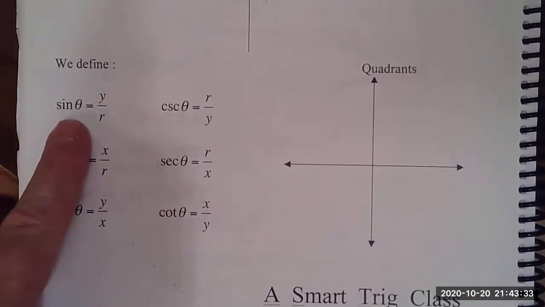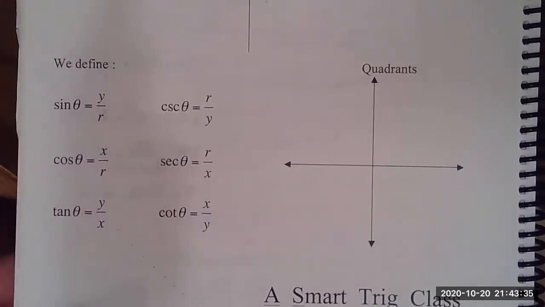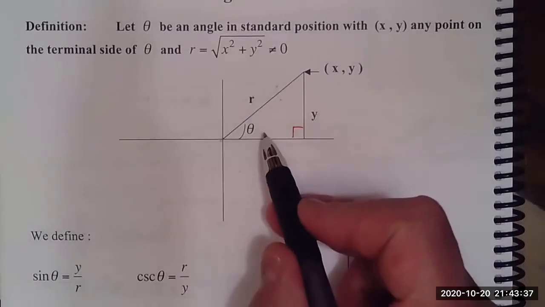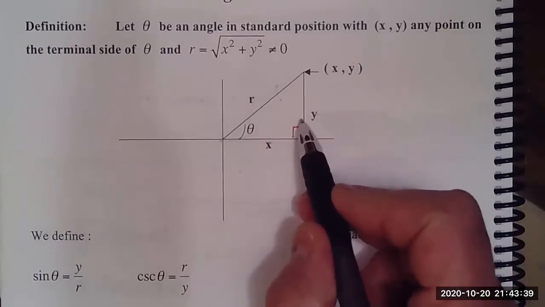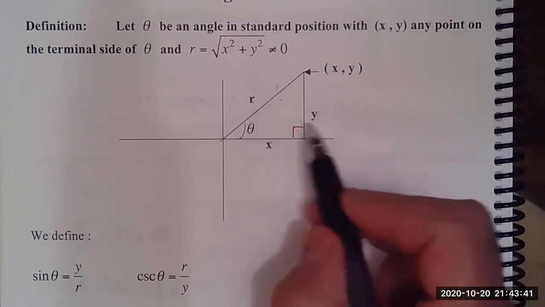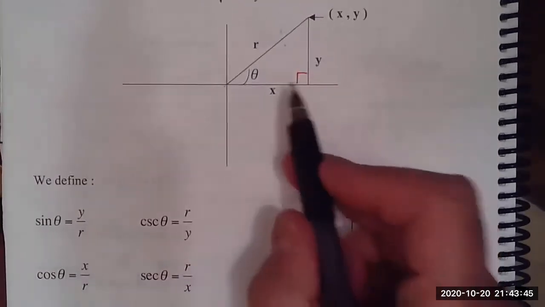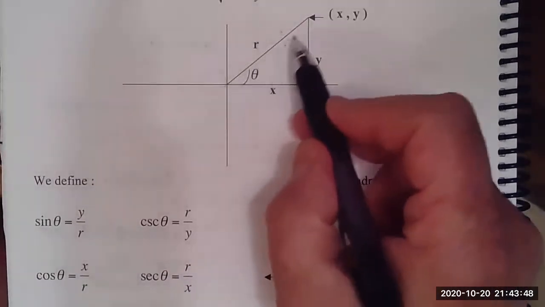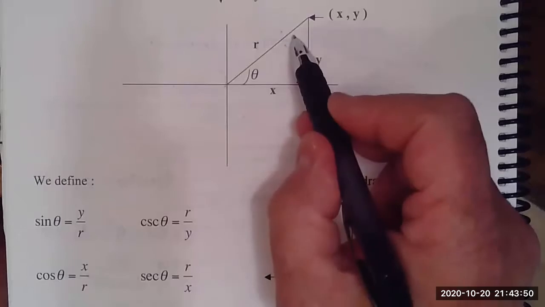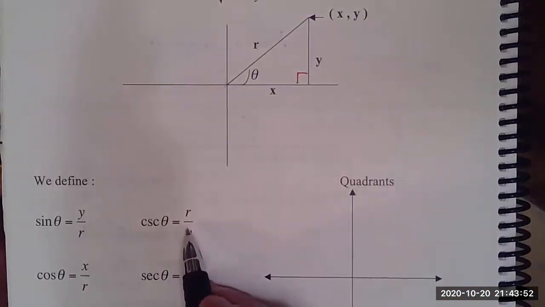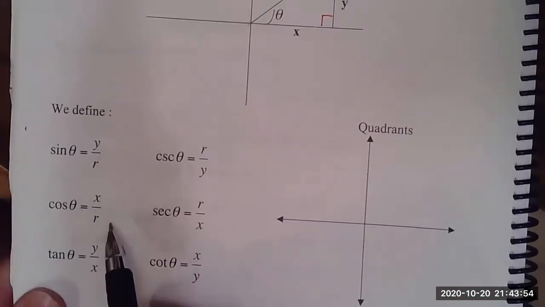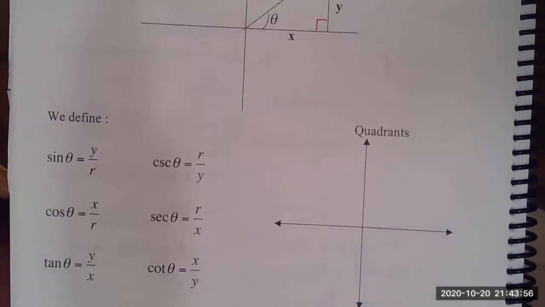And so y over r, now if you say, well, where in the heck's that? Okay, right here, the opposite over hypotenuse. Opposite over hypotenuse, y over r is the sine, as you can see there. And then cosine is adjacent over hypotenuse. That's x over r. Cosine, there it is right here, and so on.